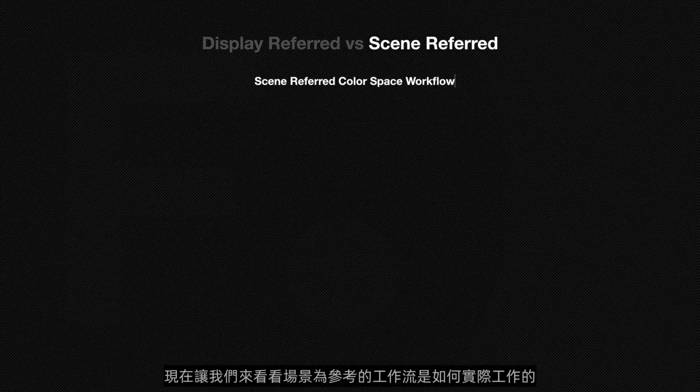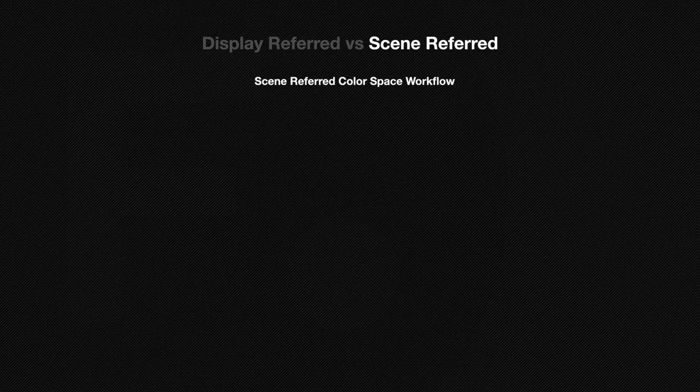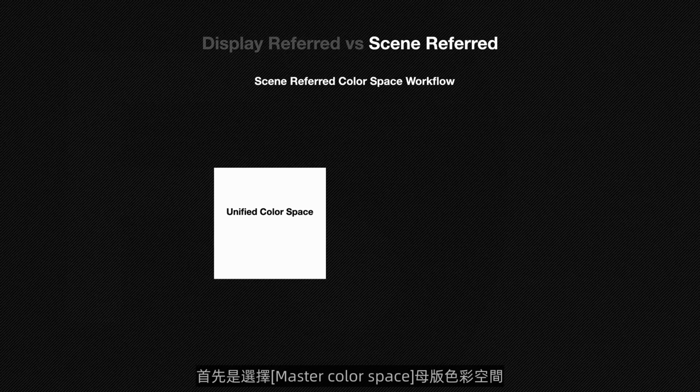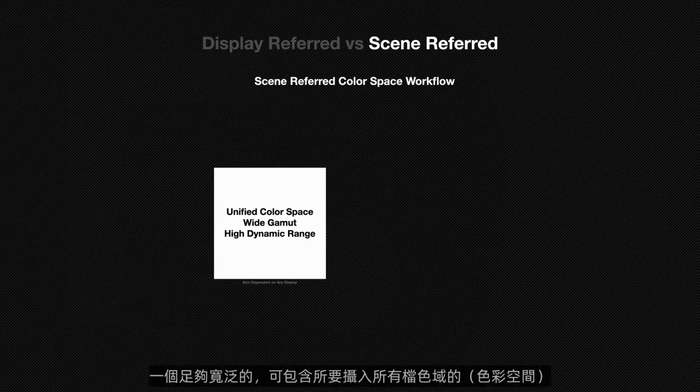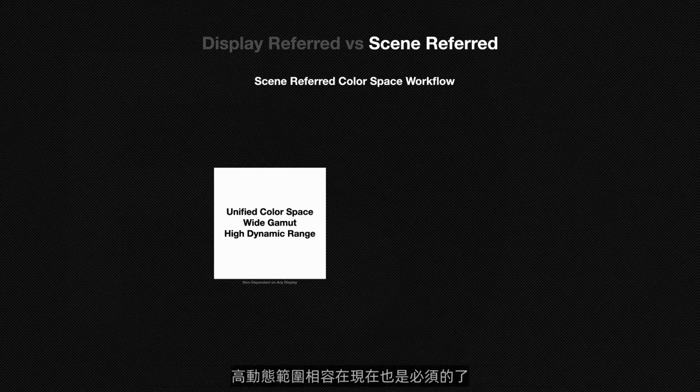Let's have a look now at how the scene referred workflow actually works. The first thing is to choose the master color space, one wide enough to contain all the gamuts of the files we are going to ingest. High dynamic range compatible these days is a must, so you should keep that in mind as well. The unified color space doesn't depend on any display. It is just a mathematical container of color data.